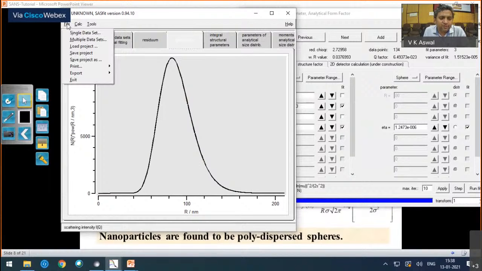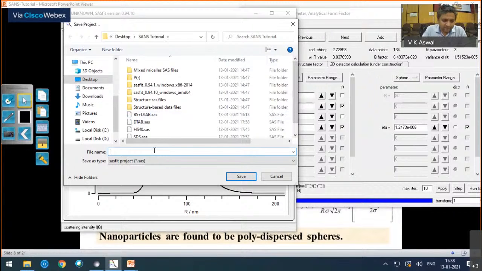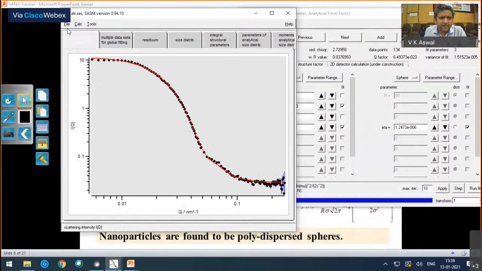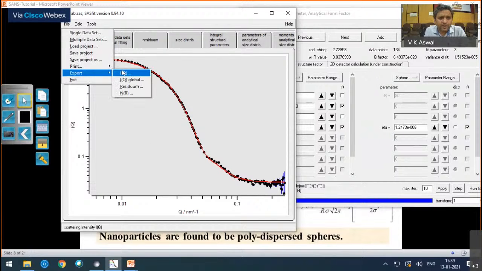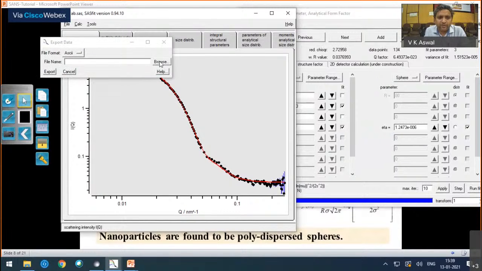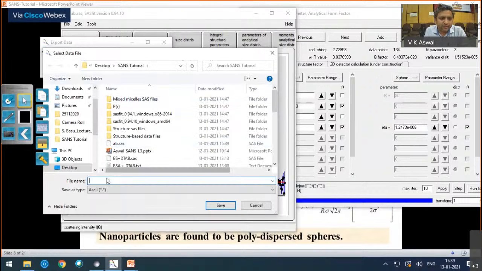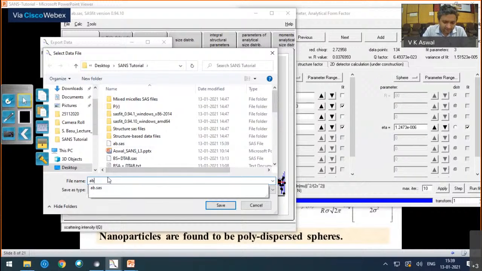Now just go here to File. One can save the project, whatever, say ab dot class. The project will be saved, or export the data, export IQ. So export IQ, and IQ will be exported.